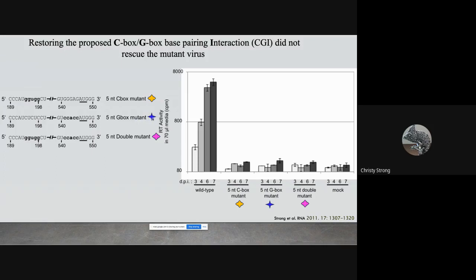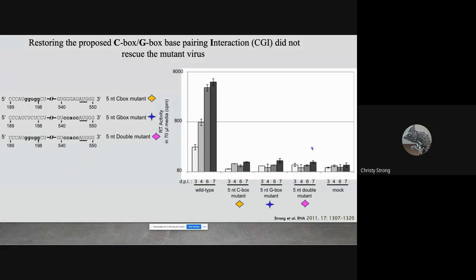I created a second virus, with the little blue star, where I left the C box alone. It can stay full of C's. I mutated the G box so that it can't base pair with the C box anymore. I would predict that this virus would do terribly. And then I did what we call a rescue, where I've mutated the C box and I've mutated the G box, but by doing this double mutation, I would predict that you could still have the interaction happening. It's just kind of opposite, right? You move the C box to the G and the G box to the C. So I should be able to have a rescue effect. And then you test your viruses to see, did it actually work? What you're seeing on the right-hand side is a series of experiments that I did.